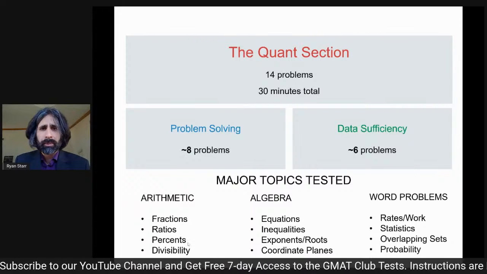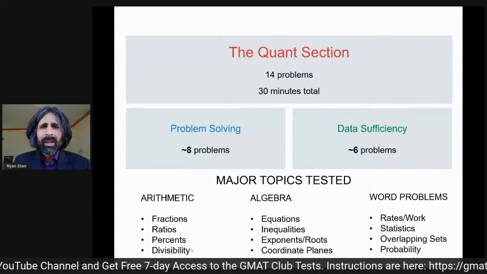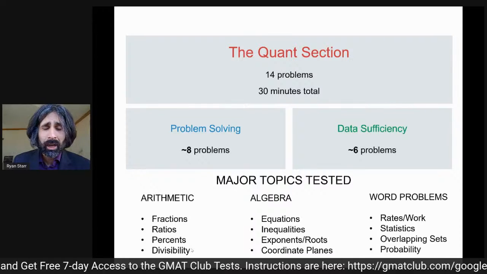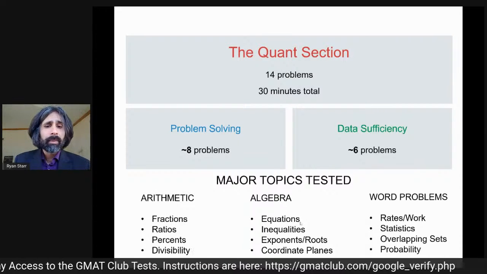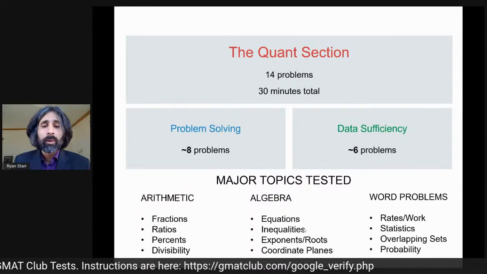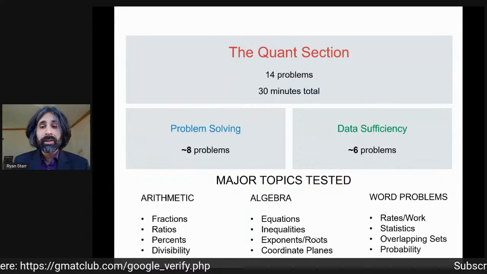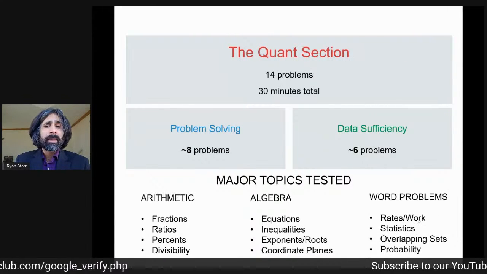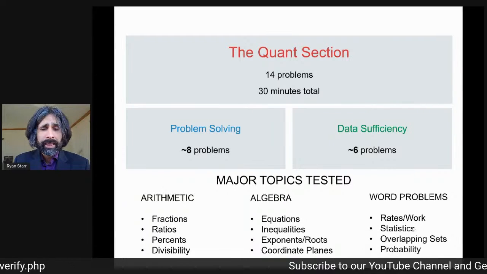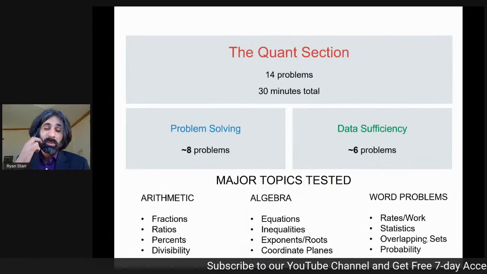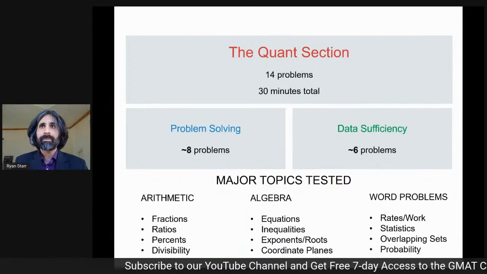Like fractions, ratios, and percents are all important, but divisibility, a bit less important on the EA than it is on the GMAT, honestly. Equations are super important in inequalities, but exponents and roots, again, a bit less important on the EA than they are on the GMAT. Rates and work always come up. Statistics always come up on the EA for whatever reason, but overlapping sets, somewhat more than probability.